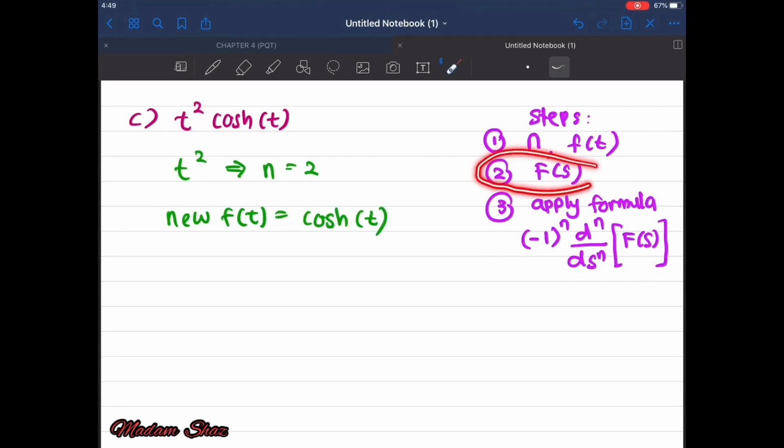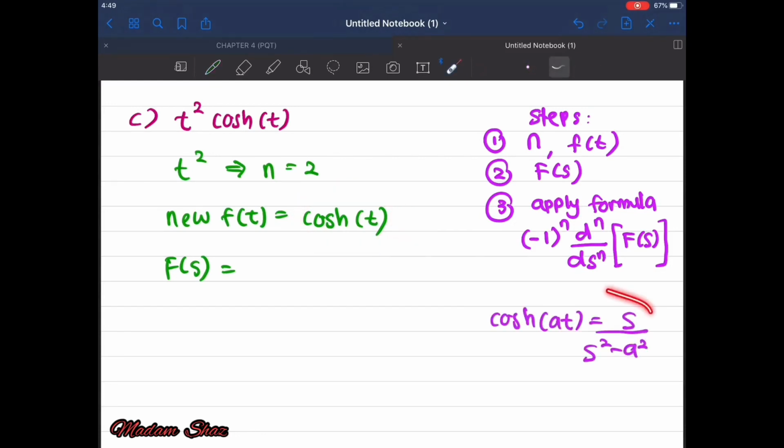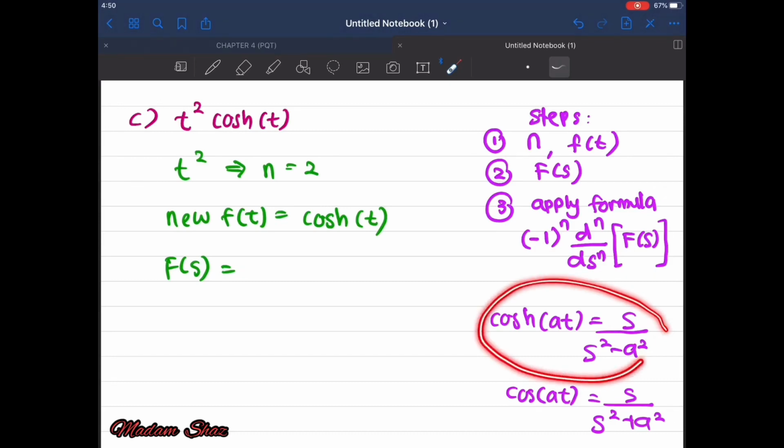Proceed for the second step. fs is equal to, refer to the table of the Laplace transform. What is the answer for the cos ht? Okay, from the table of the Laplace transform, hyperbolic cos at is equal to s over s square minus a square. So now you have a minus sign here. There is a difference between hyperbolic cos and cos. For the hyperbolic cos, you have s square minus a square, and for the cos, you have s square plus a square.